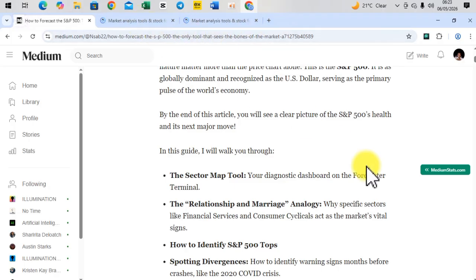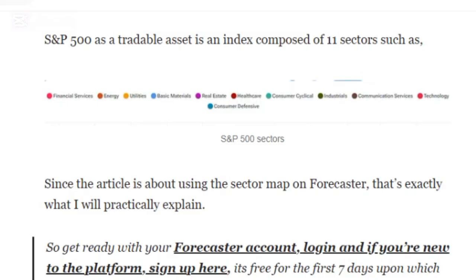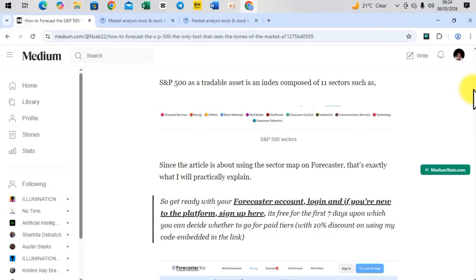So what is S&P 500? S&P 500 is a tradable asset, which is an asset composed of 11 sectors. When I said we are going to use a tool called sector map, you can see from the definition I've given that it's composed of 11 sectors. It's a globally traded stock index in the US, which has 500 companies within it. And within those 500 companies, we have 11 sectors we are going to be looking at. Okay, so without taking much of your time, let me show you how the sector map works on Forecaster.